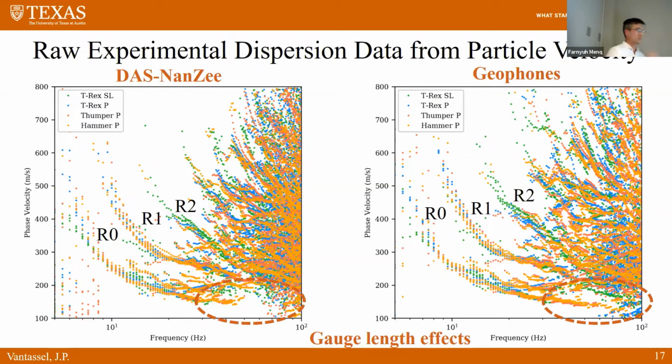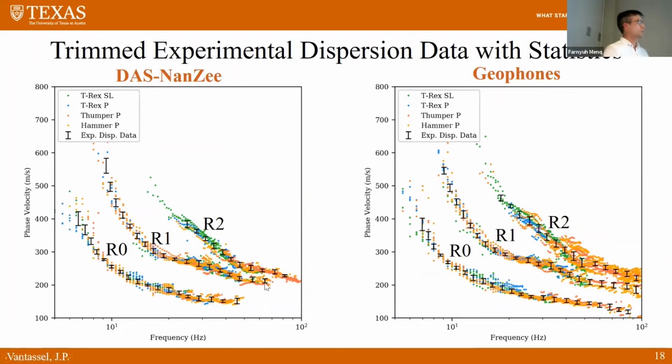But before we talk about that, there's one thing I want to point out, which is the effective gauge length. You can see we have similar dispersion in the 3 modes, except at high frequencies. If you recall, we're using a 2-meter gauge length here, and right around here is about a 2-meter wavelength. So what you're seeing is an inability of the DAS to really extract that high frequency dispersion data. Now we can trim out that data and isolate those modes, and we can see again that we have those 3 clear modes.